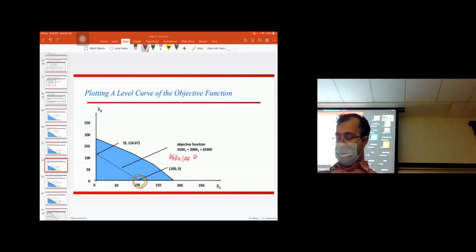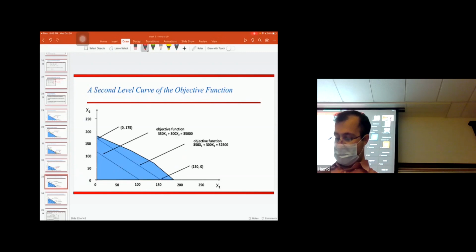But look, first it was 0 here. Then when I moved here, or basically, let me just put it somewhere here. So when I move my objective function line to the right, it seems it increases my objective function value, right? On the most left side, it was 0. But when I'm moving to the right side, the value is increasing.